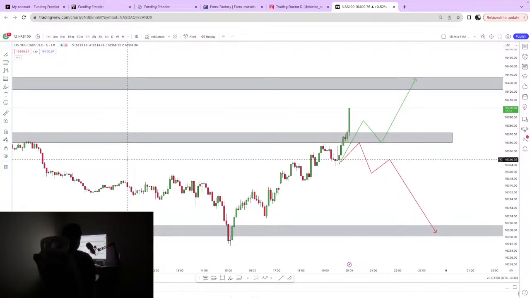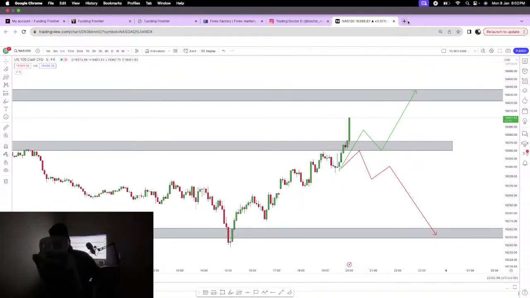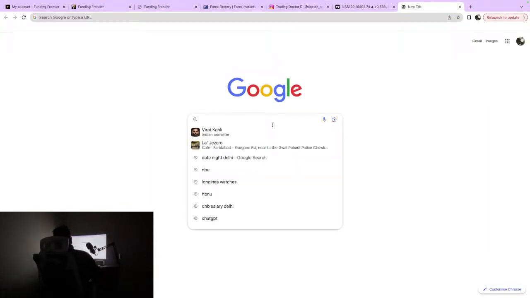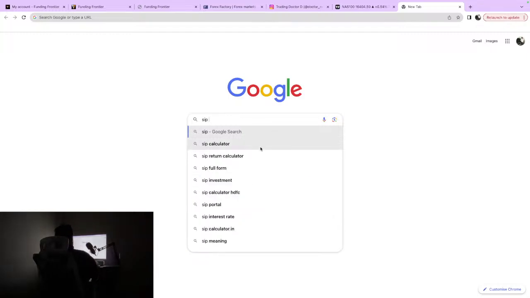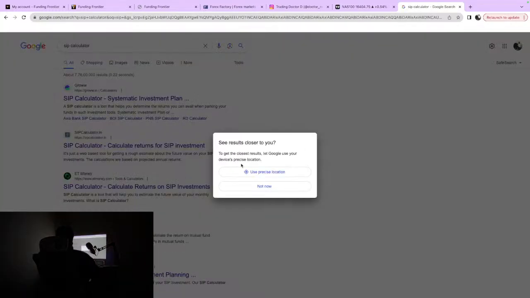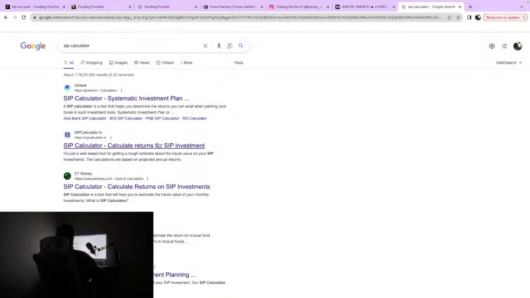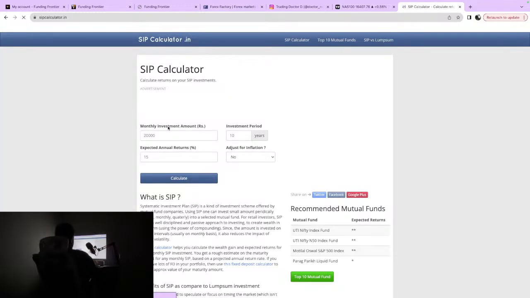If you open the calculator, you will get shocked. You just use that SIP calculator and returns, and you will just be shocked. Let me show you, don't worry. Let's pick a monthly, suppose one time investment amount.